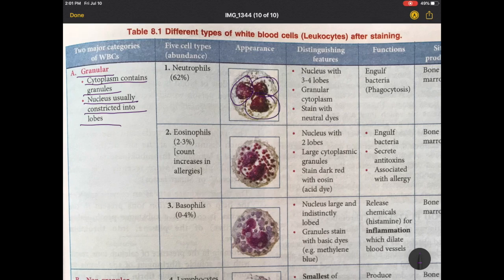The first type of white blood cell is known as neutrophil. About 62% of the total white blood cells are neutrophils, and they have a constricted nucleus, divided into lobes. They usually have 3 to 4 lobes, and the cytoplasm is grain-like, granular, and they stain with neutral dyes. A dye may be acidic, basic, or neutral. In the lab, if you want to look at a white blood cell, you need to stain it. The nucleus stains with neutral dyes. That is why it is known as neutrophil.